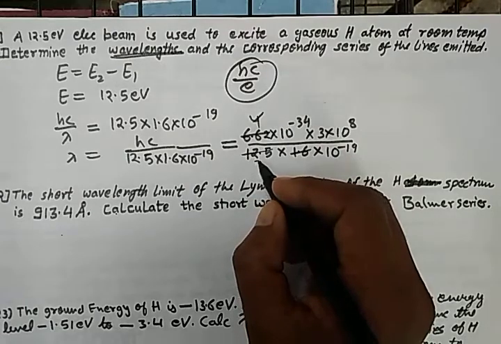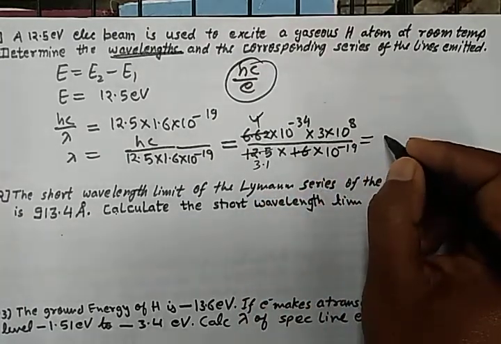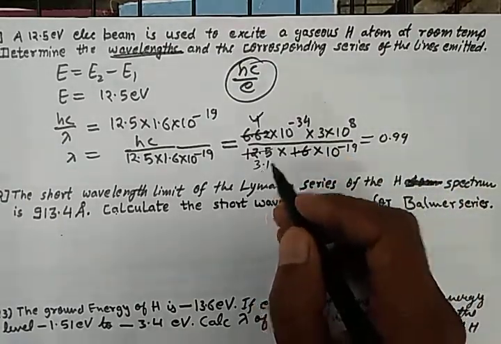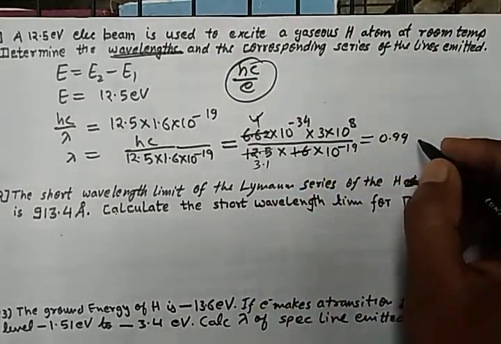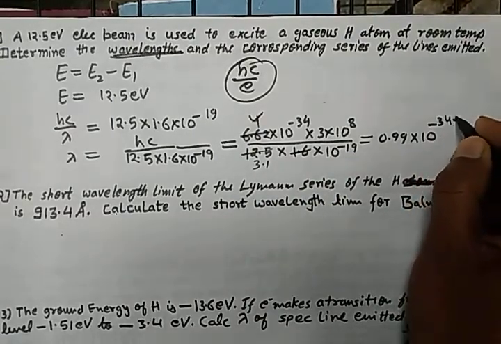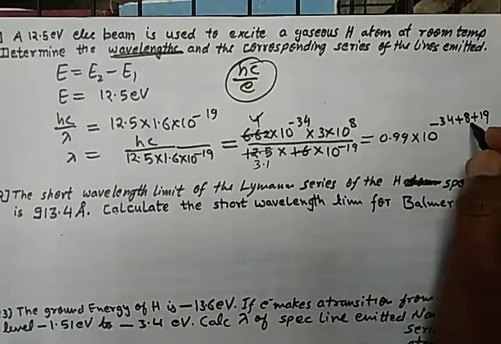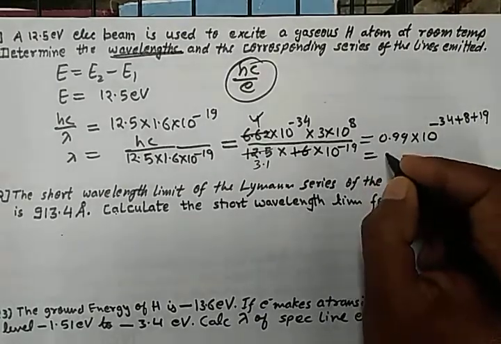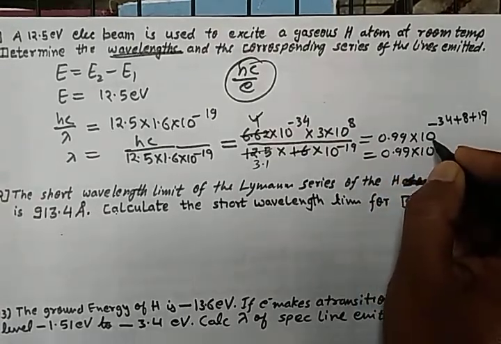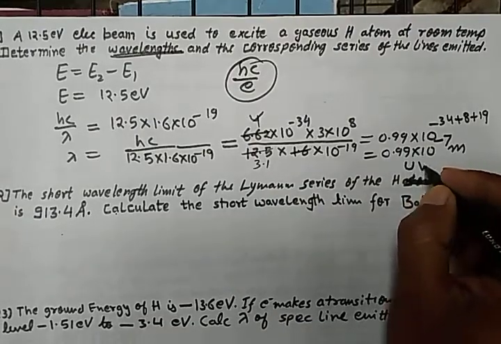4 3s are, 4 1s are, and this is, so it is almost 0.99, because 3.1 is there and the numerator is smaller, into 10 to the power minus 34 plus 8 plus 19, so it is 27 minus 7, 0.99 into 10 to the power minus 7 meter, and this corresponds to the UV region.